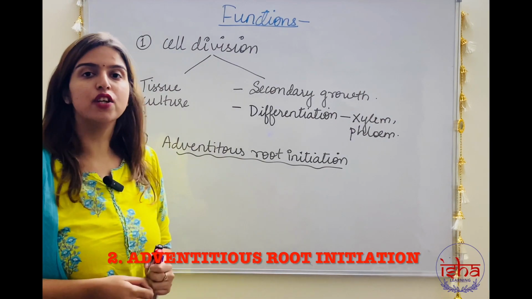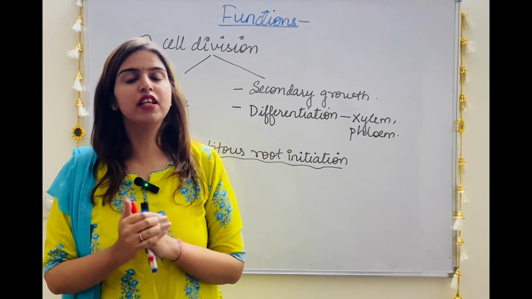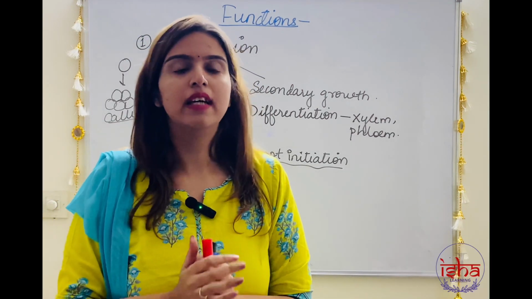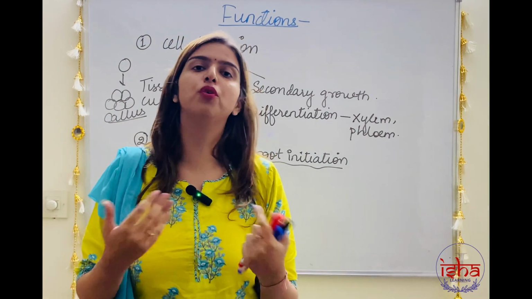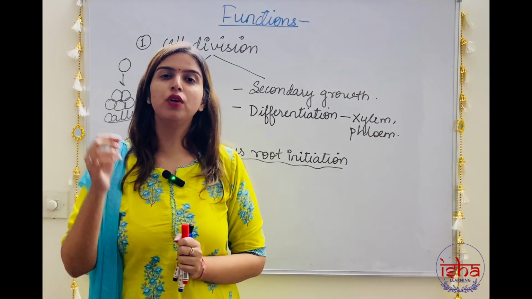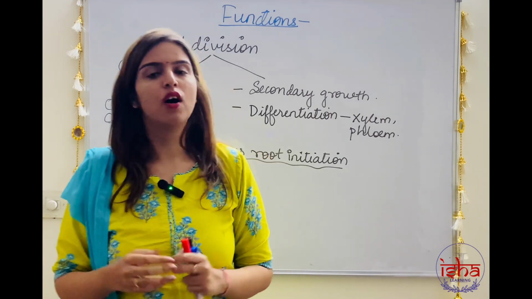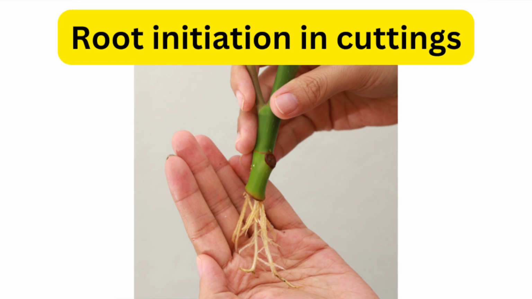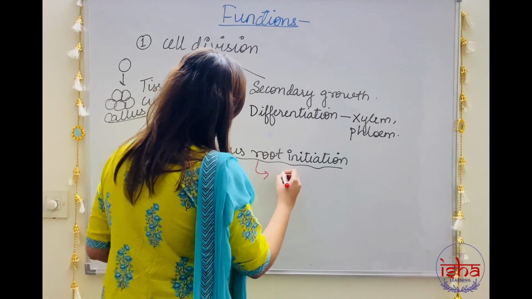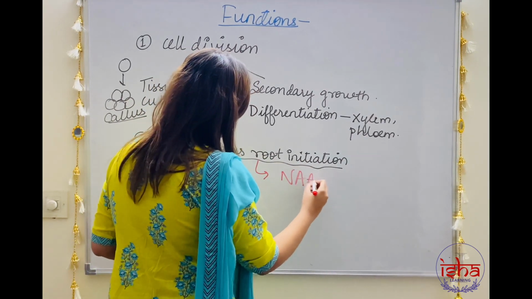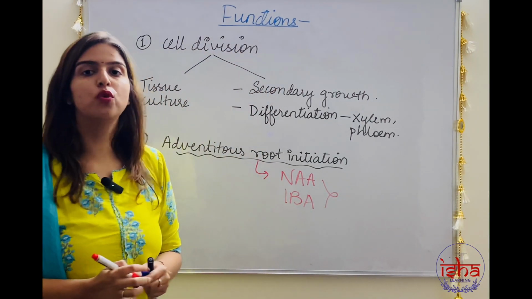Now let's move on to the second function. Adventitious root initiation. The normal roots that we see in the plant are the natural roots. Adventitious roots refer to false roots. Let's say you have a stem cutting. There's a rose plant and you have a stem cutting and you want to grow it. So what you would normally do is dip it in a solution having many growth hormones. One of them is auxins. Auxins would help that stem cutting to develop new roots. The auxins usually used for the purpose are naphthalene acetic acid and indole butyric acid. So they are known to induce root formation.